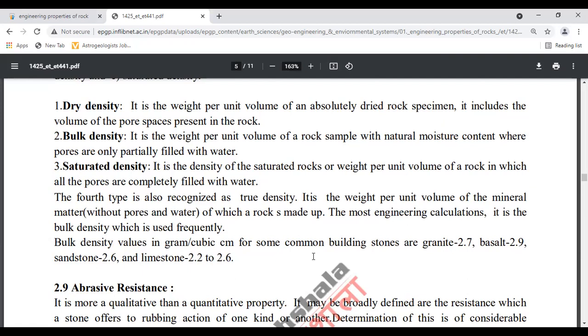The fourth type is also recognized as the true density. It is the weight per unit volume of the mineral matter without pores and water, of which a rock is made up. In most engineering calculations, it is the bulk density which is used frequently. Bulk density values in grams per cubic centimeter for some common building stones are: granite 2.7, basalt 2.9, sandstone 2.6, and limestone 2.2 to 2.6.